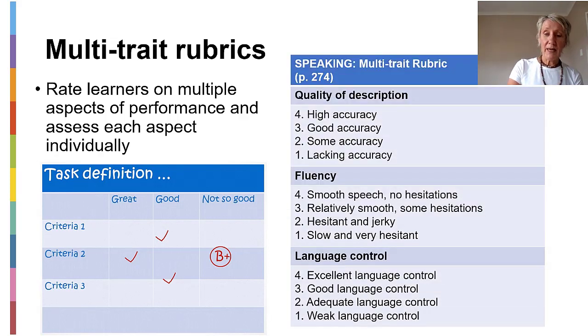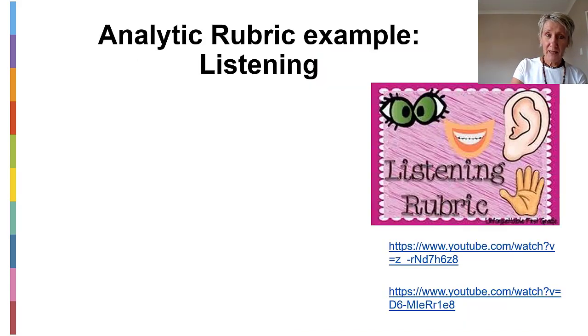Here's one for speaking. There you're going to rate accuracy as quality, fluency 1, 2, 3, 4, and language control. So you would assess them on those 3 traits when you're assessing their speaking.